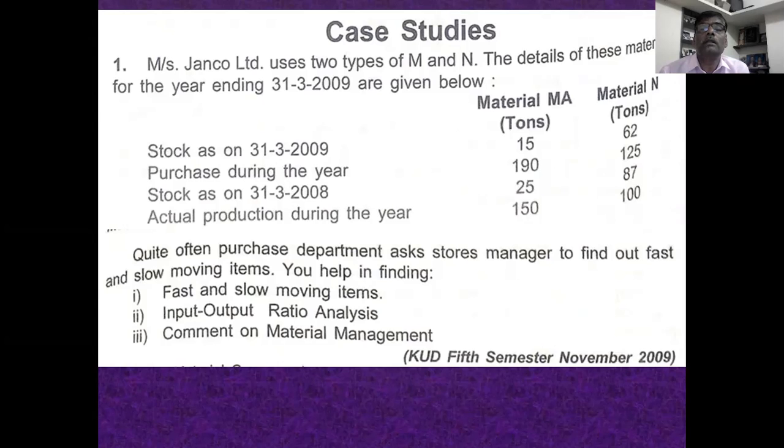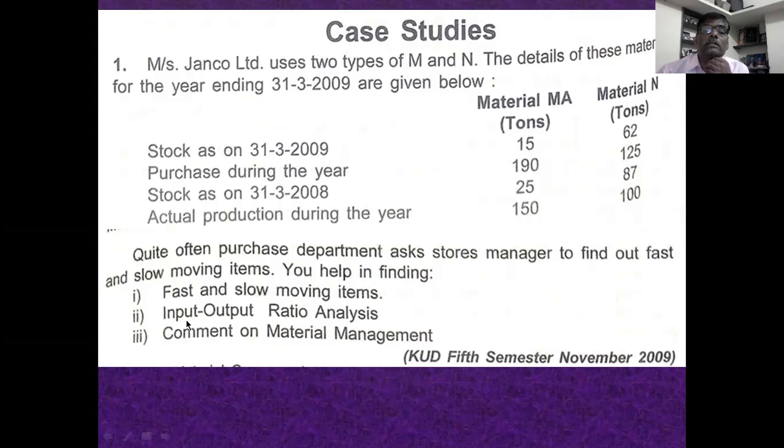This question is asked by the purchase manager to the storekeeper, and you have to answer it. You help in finding fast and slow moving items. Slow moving material and fast moving material are to be ascertained on the basis of stock turnover ratio. So you have to calculate the stock turnover ratio, find out the slow moving and fast moving material, and inform the same to the purchase manager. And the purchase manager will take the decision regarding this.